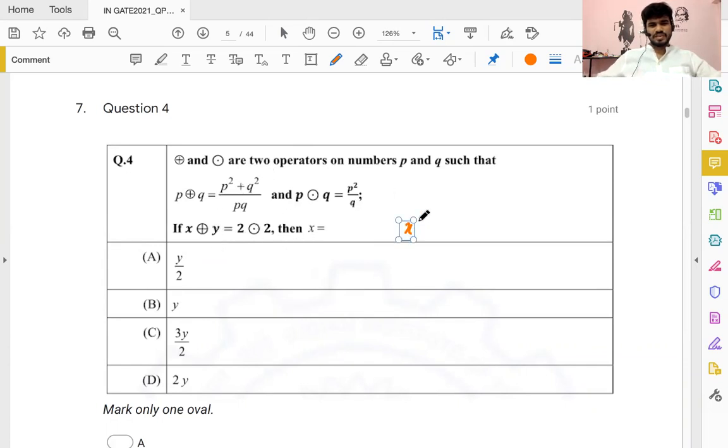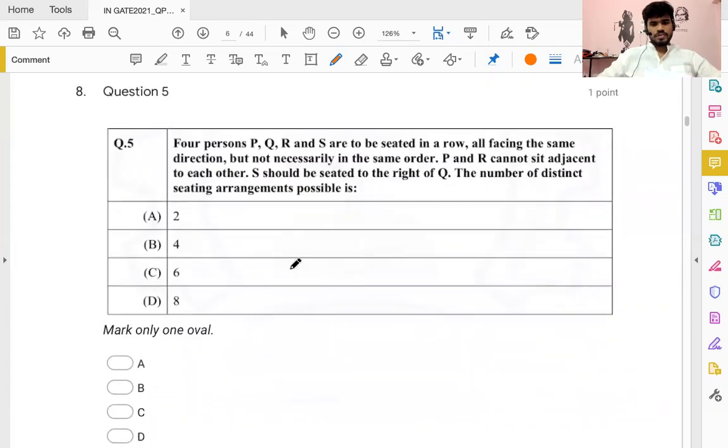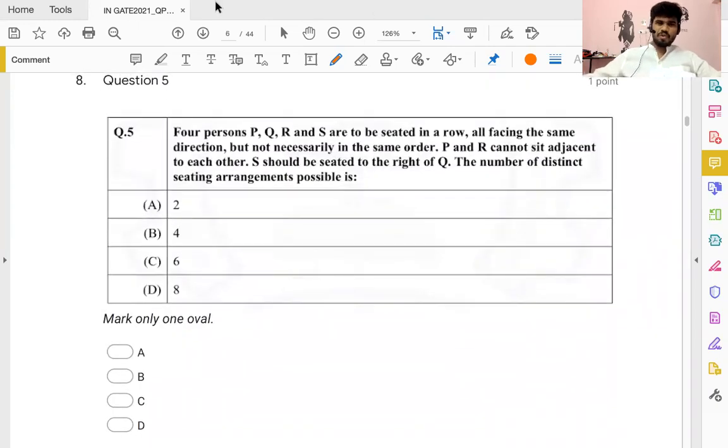All it says is (x square plus y square) by xy is this term. So we have 2 square by 2. Okay, 4 by 2. So I suppose (x minus y) whole square is 0. So x is y. Again, that's an easy one. 4 persons seated in a row. This is somewhat moderate, but it's nothing out of the ordinary. In fact, there was a very similar question.